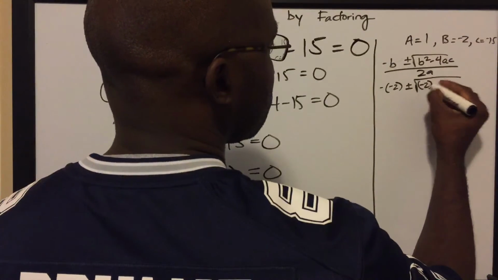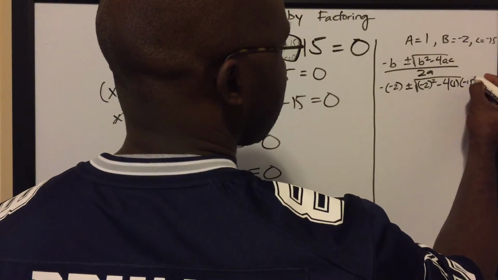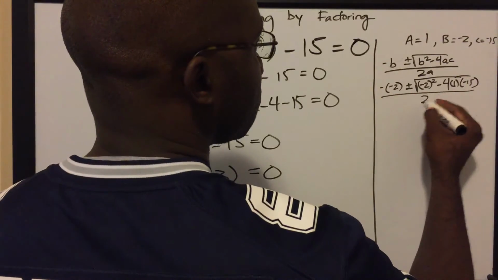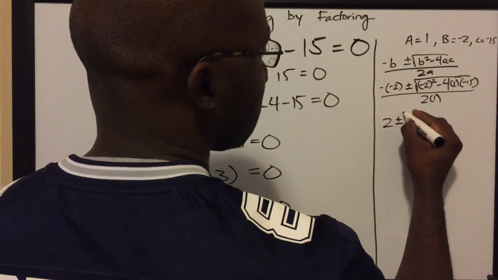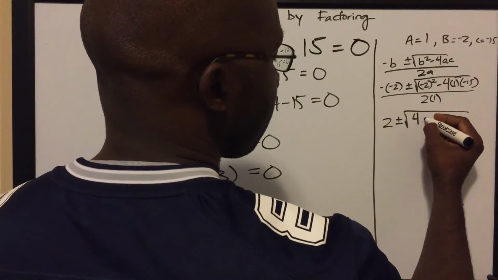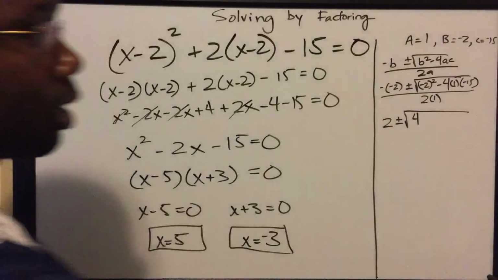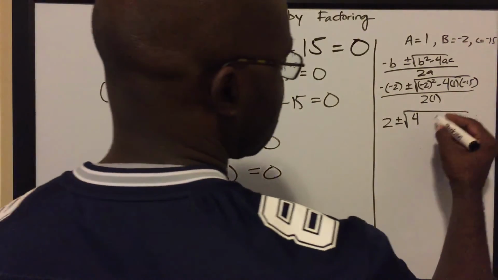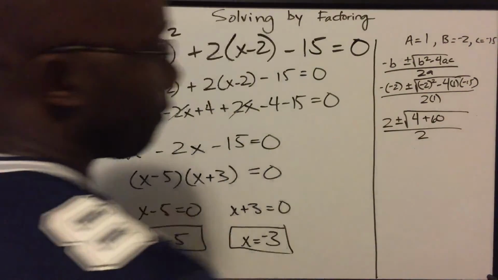So, negative of negative 2, plus or minus the square root of negative 2 squared minus 4, A is 1, C is minus 15, all over 2 times 1. So we have a positive 2 over here, plus or minus the square root of, negative 2 squared is 4, and the minus and the minus are positive. So 15 multiplied by 4 is 60, right? So this is plus 60, all over 2.